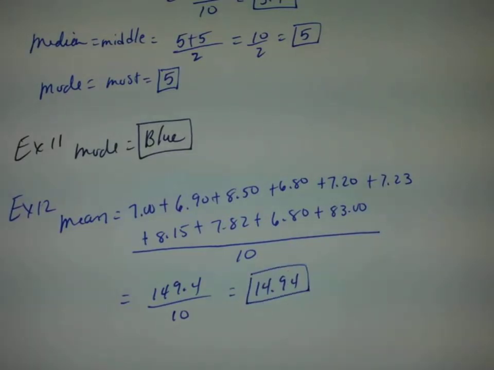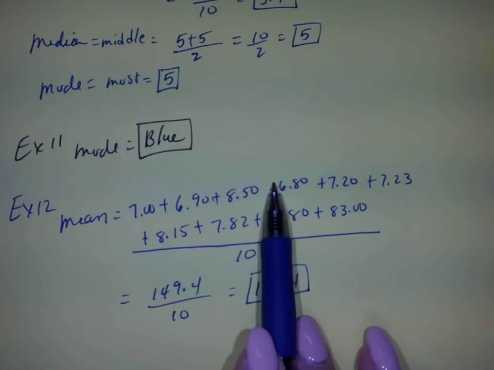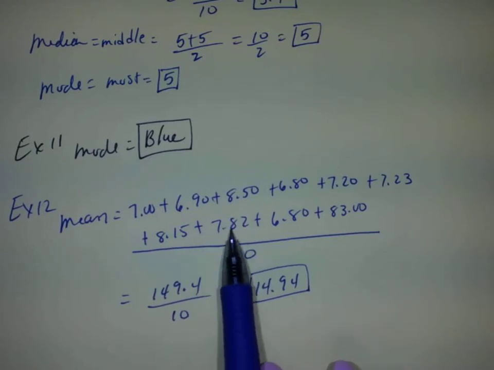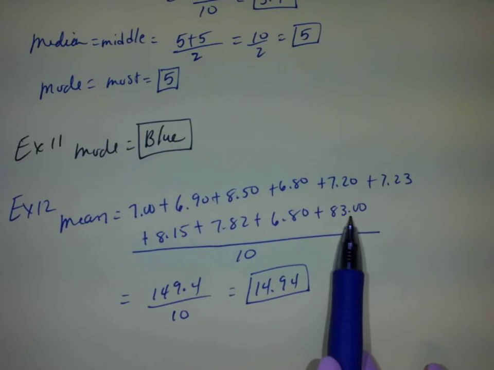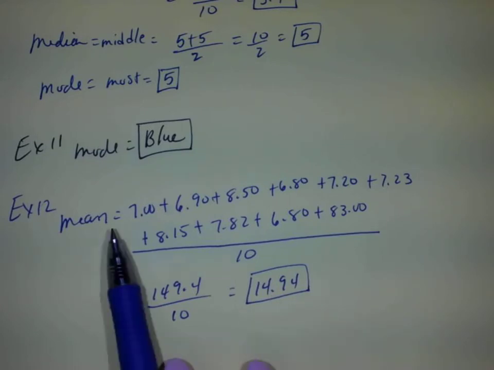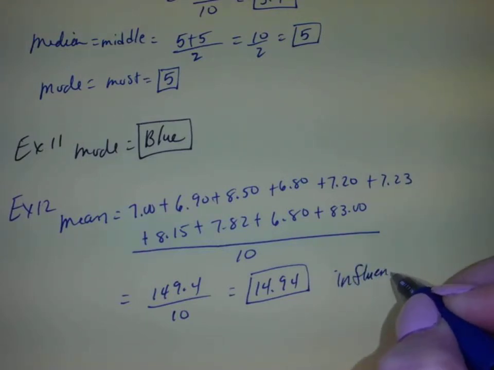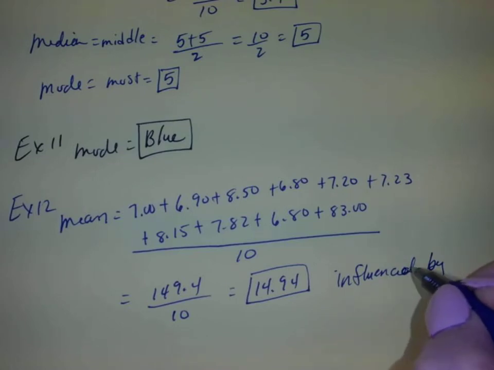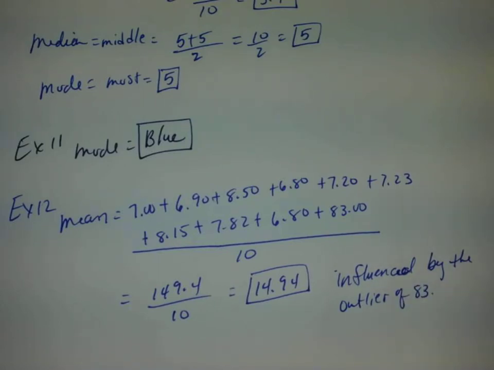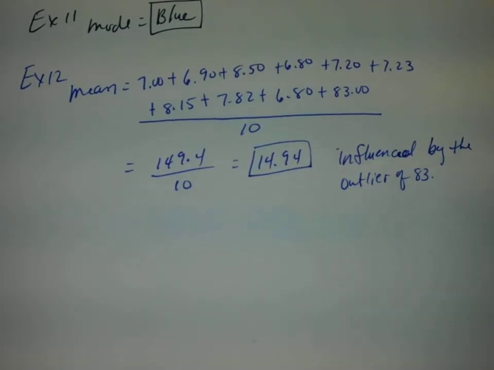Now, on this one, most of our numbers are close to 7: 7, 6.9, 8.5, 6.8, close to 7, close to 7, close to 7, a little over 8, almost 8, almost 7, and 83. So the fact that we're at 14 for the mean, that's not a good sign that this is accurate, because most of them are between 6 and 8. So this is influenced by the outlier of 83. Okay, that 83 threw off our mean. Okay, let's go find the median.